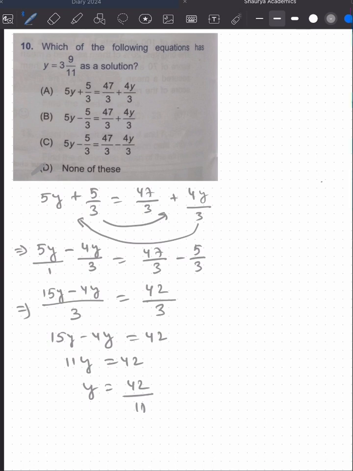Now our answer is 3 9 by 11. So let's check. If you divide 42 by 11, 11 3s are 33. 42 minus 33 is 9. So it is 3 9 by 11. So we are lucky that we got it in the first go, so we need not solve the others. A is your answer. Let's move on to the next one.